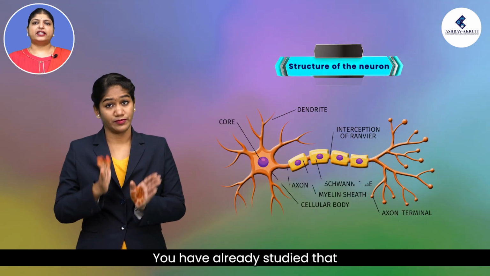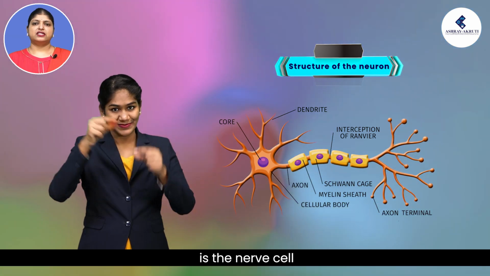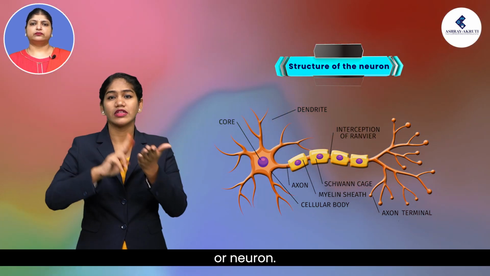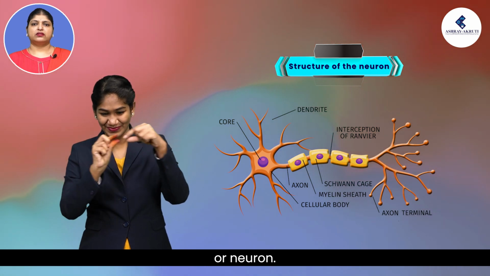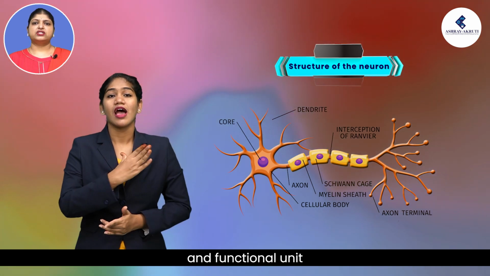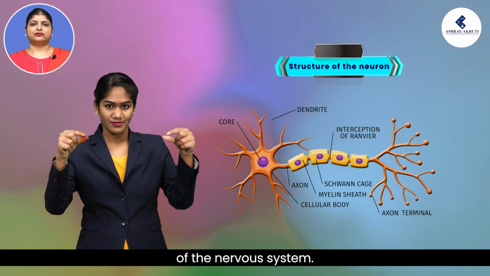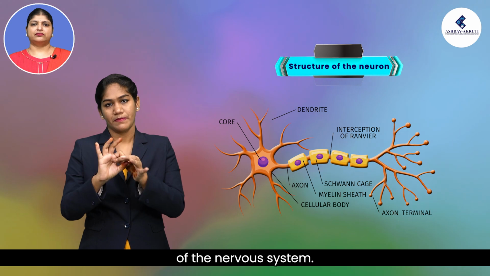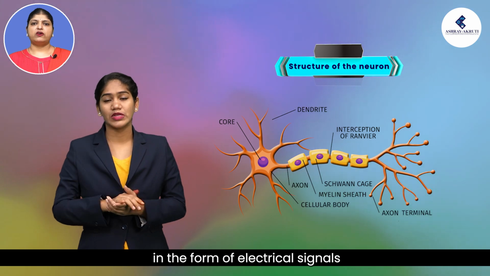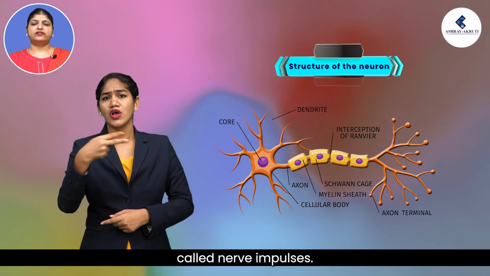You have already studied that the basic unit of the nervous system is the nerve cell or neuron. A neuron is a structural and functional unit of the nervous system. The neurons carry messages in the form of electrical signals called nerve impulses.